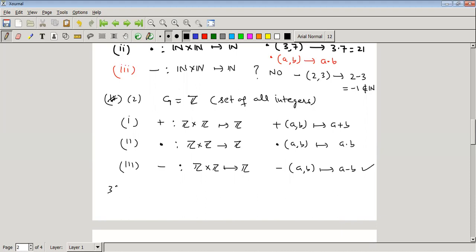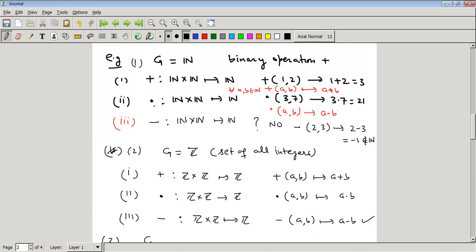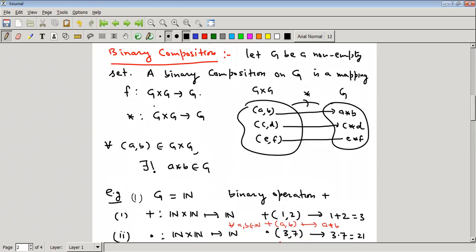So now a question to all of you. Think about if we take G, so we can denote this by saying that G with binary operation star is a binary composition.